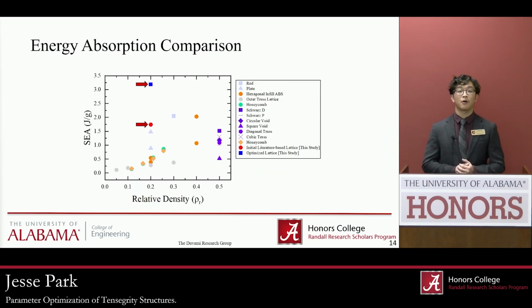Here you can see how our energy absorption compares to other typical trusses, mechanical metamaterials, and various other studies, with our value of 3.25 joules per gram being much higher than others. Even the pre-optimized lattice still performed higher than a lot of these other structures at the given relative density.